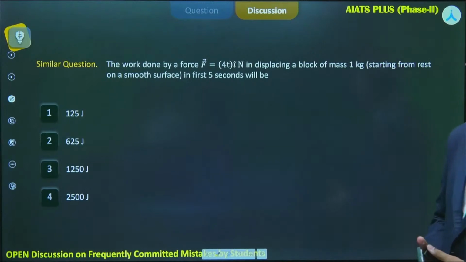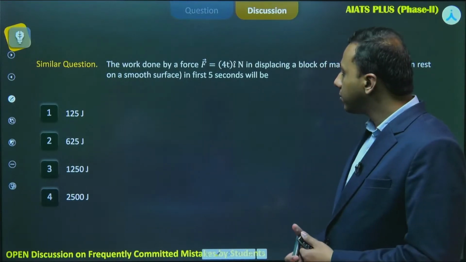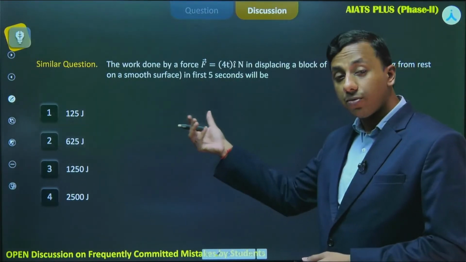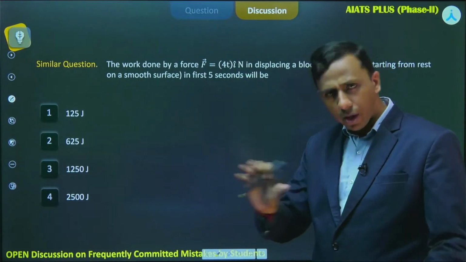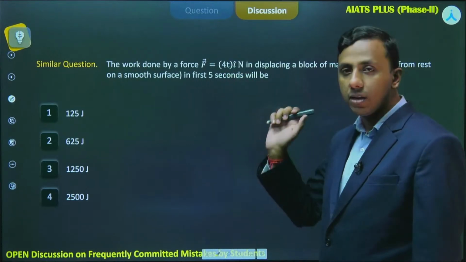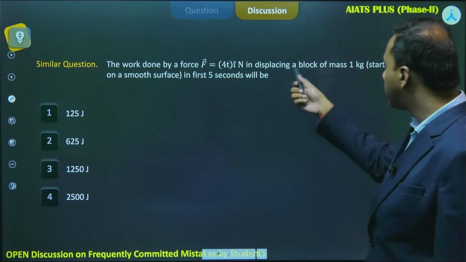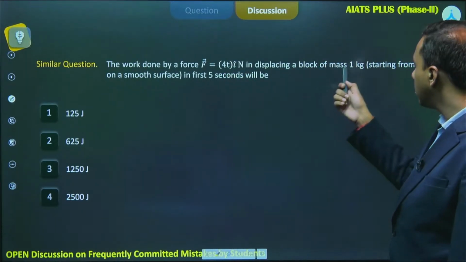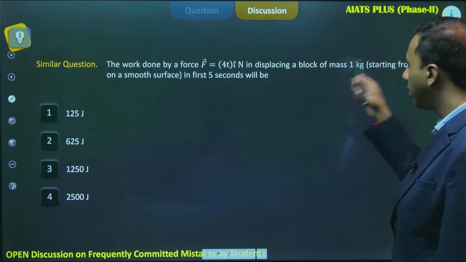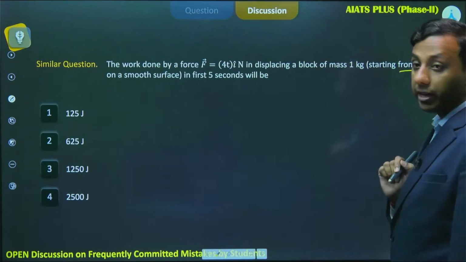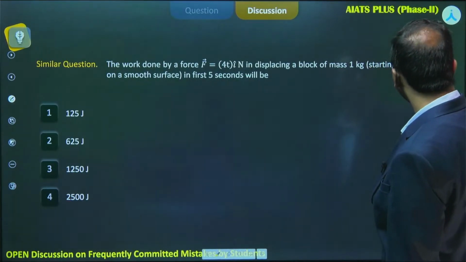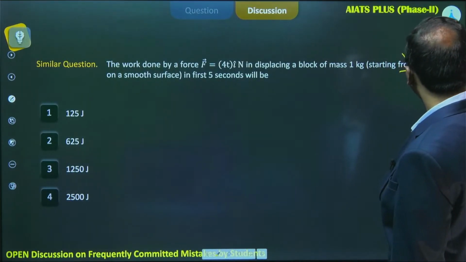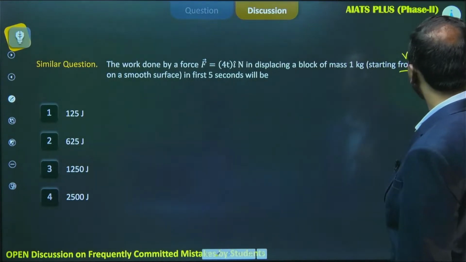Now see this question. Let's do a similar one. Here again we are being asked to find the work done, but no x component or y component has been given. In terms of t it is written. In displacing a block of mass 1 kg starting from rest, it is given starting from rest. That means the initial velocity was 0.